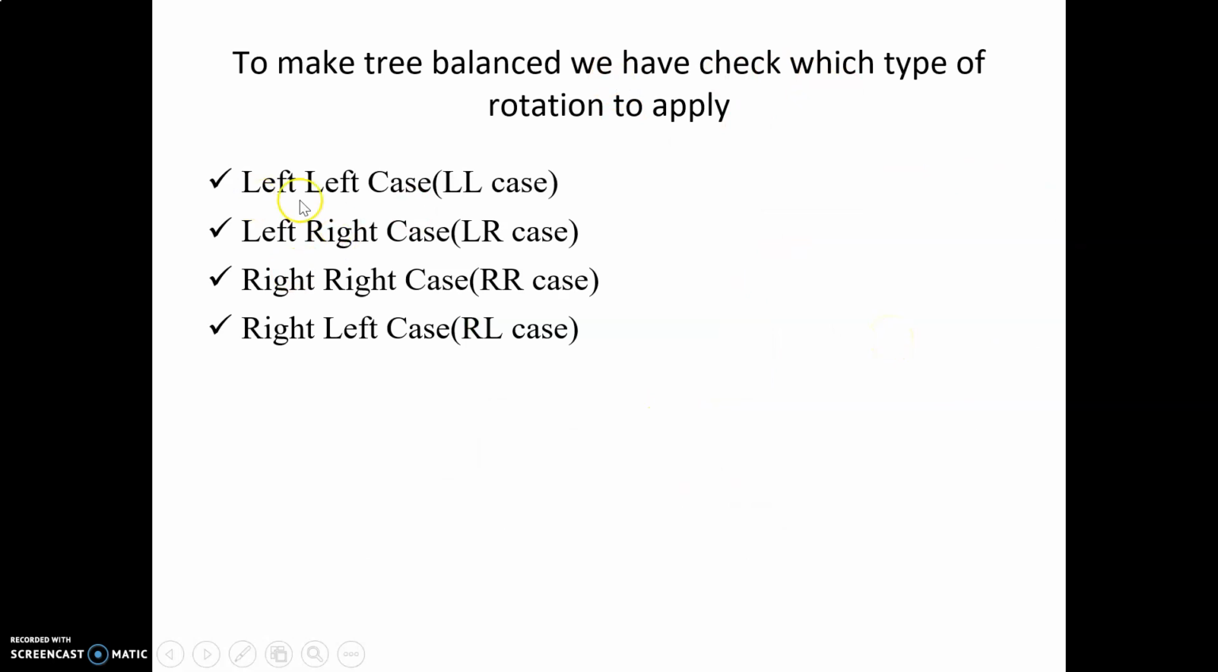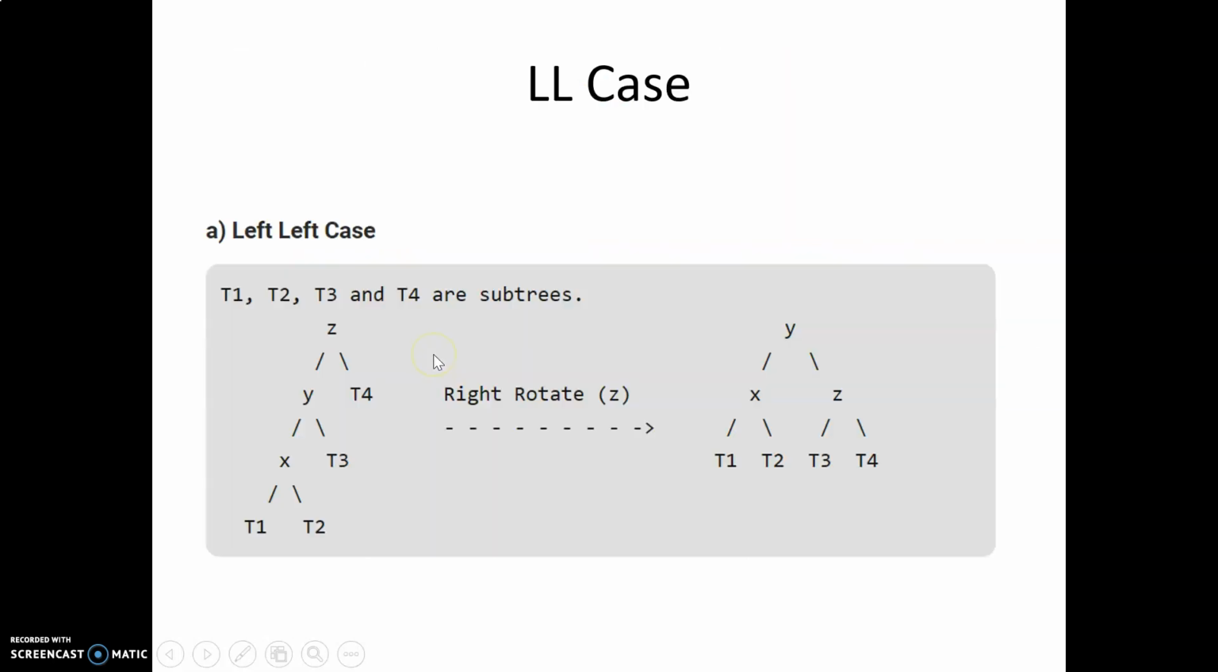These are 4 rotations: LL, LR, RR and right left rotations. So first we have to find the position of insertion. Second, we have to find the balancing factor. If the balancing factor of any node is other than 0, 1 and minus 1, then we have to perform rotations. First case is LL rotation. These are very simple rotations.